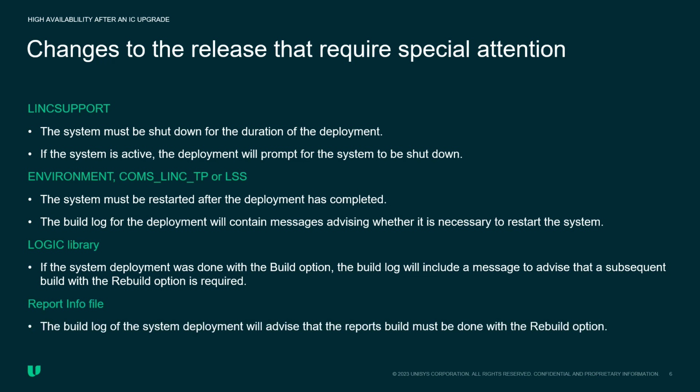You must deploy your reports with the rebuild option when there are changes to the report info file. This ensures consistency across all reports and avoids issues at runtime. If there are changes to the report info file in an IC, the build log of the system deployment will include messages to advise you that there are changes. We recommend that you always deploy your reports with the rebuild option after an IC upgrade.